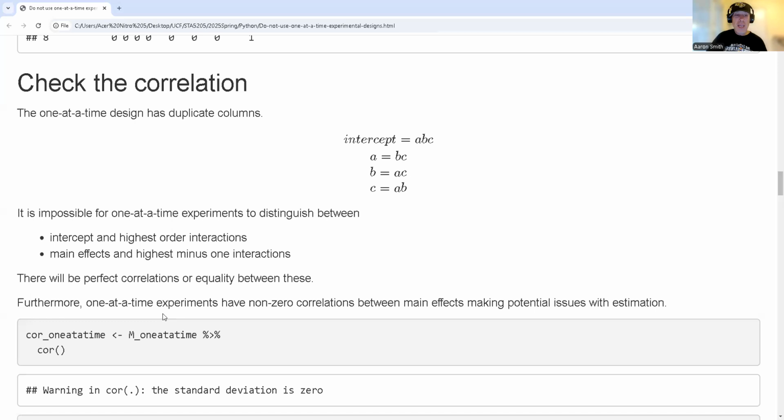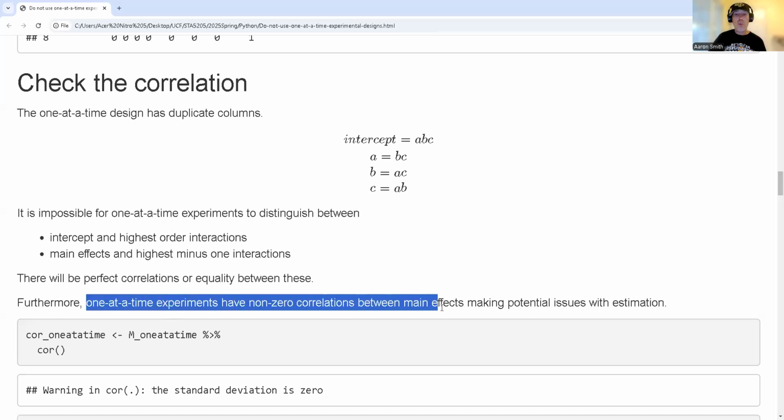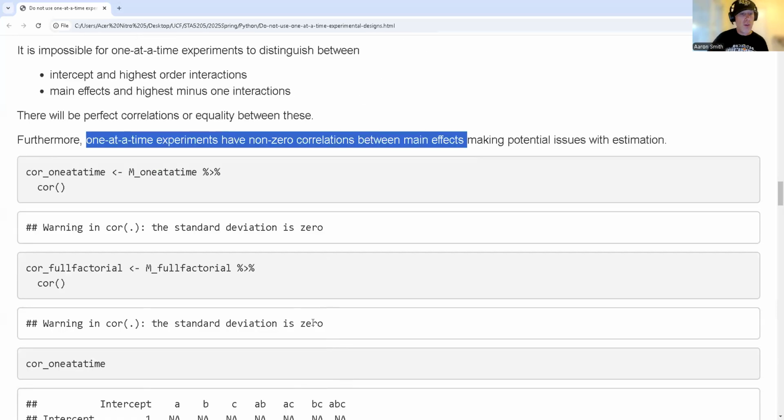Also, to make this even worse, one at a time experiments have non-zero correlation between main effects, making it harder to interpret what's going on. So remember, from a linear algebra point of view, I want perpendicular, orthogonal main effects. And what that does for me is that I know that I can isolate what's going on with each of those main effects. So I have an easier interpretation. I don't have to worry about the correlation aspect at all. So check this out.